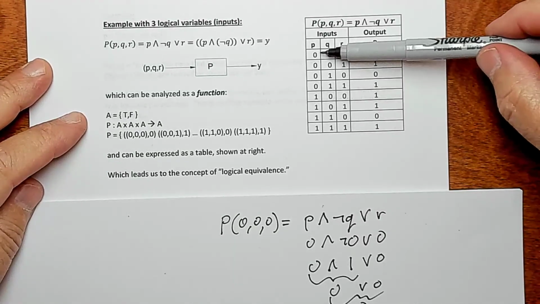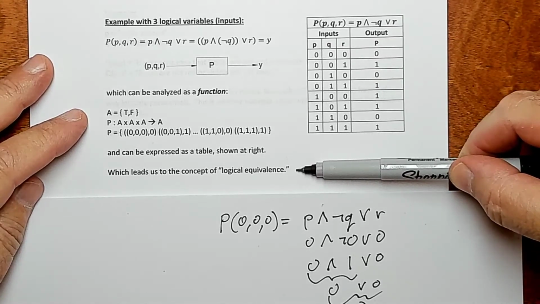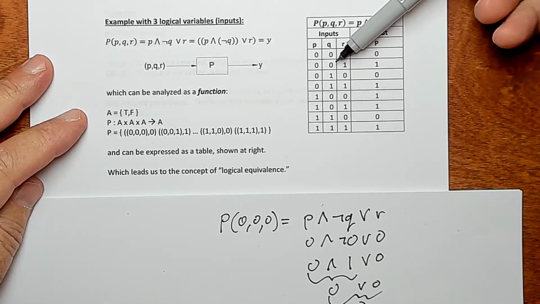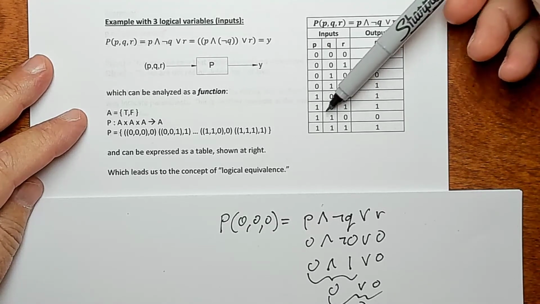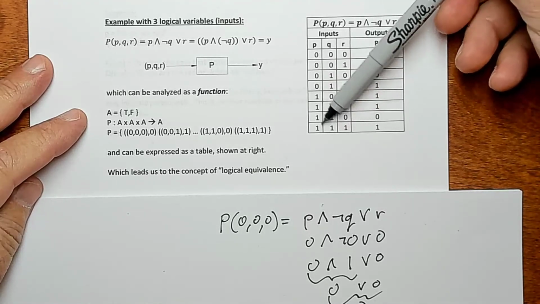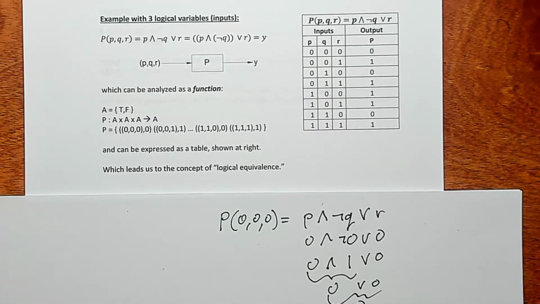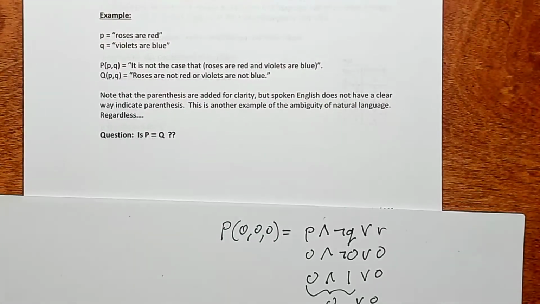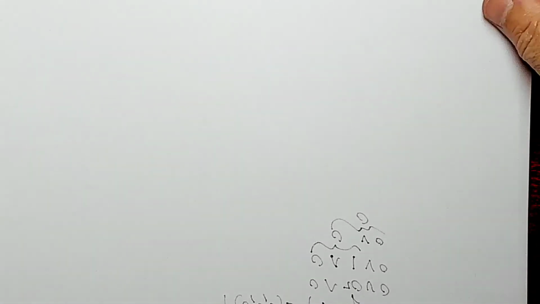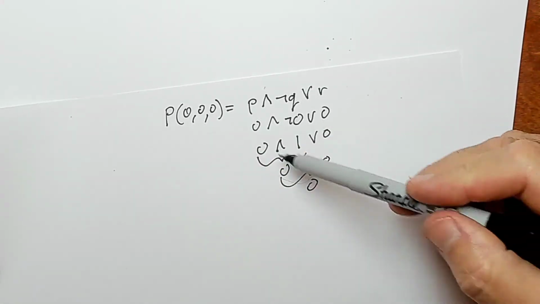Okay, so we're going to go on to logical equivalence. But what we're doing here is making a table of all the possible true and false values. I'll just leave that right there. So here I did it by hand. I evaluated it for one piece by hand.